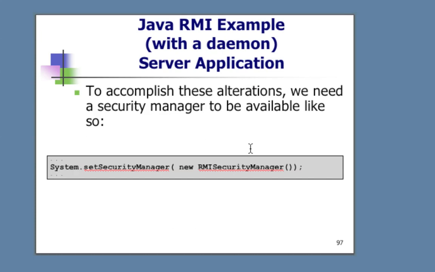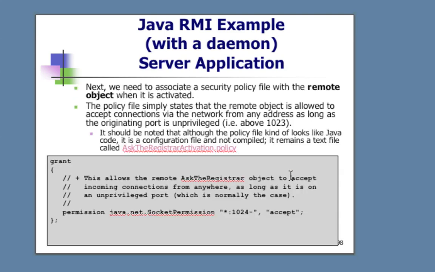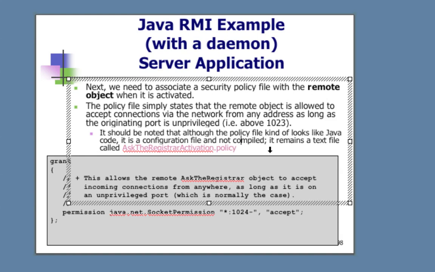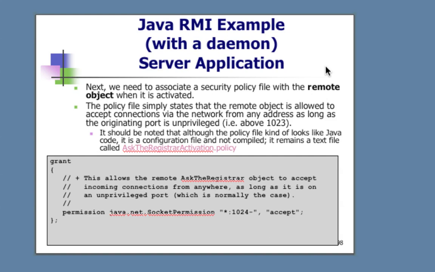To accomplish this, you need a security manager to be available. So you set System.setSecurityManager to a new SecurityManager, creating a new instance, so that when you run this particular version of the server, it will register and open up the security so that the object can be invoked. And there's a security policy, AskTheRegisterActivation.policy, which is a separate file that registers the information so that the daemon will actually serve up the object. Next you need to associate the security policy file with the remote object when it's activated.